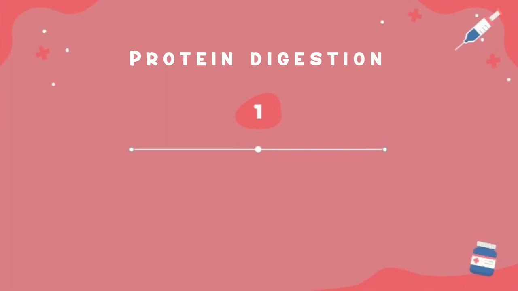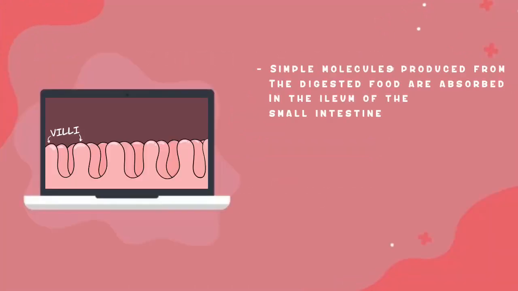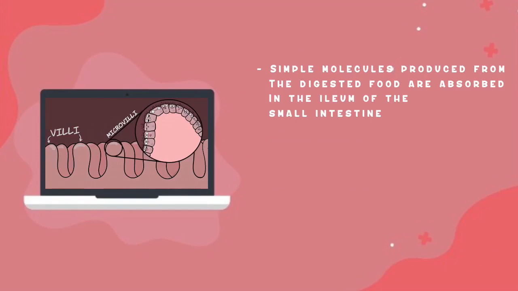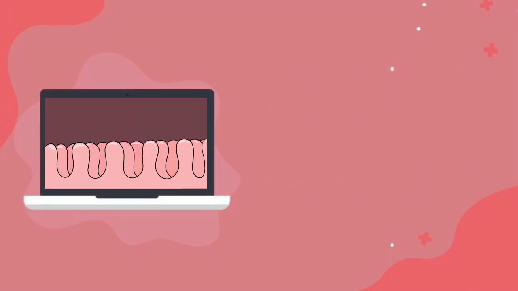And the last one is protein digestion. Erepsin hydrolyzes peptides into amino acids. After that, simple molecules produced from the digested foods are absorbed in the ileum of the small intestine because its internal layer is folded and covered by tiny projections called villi.